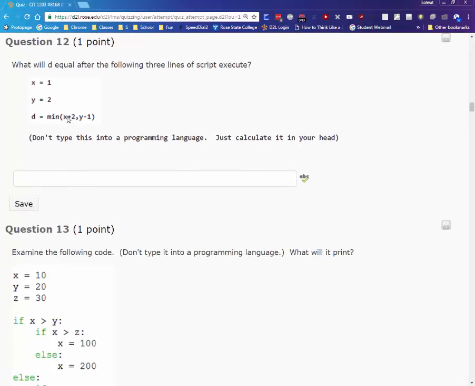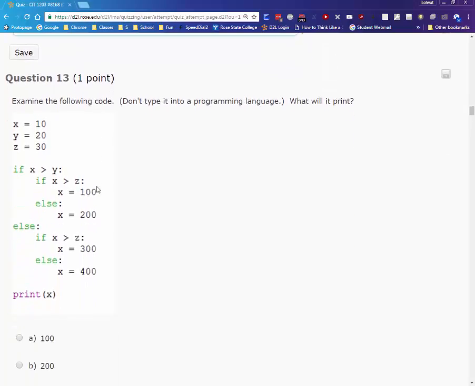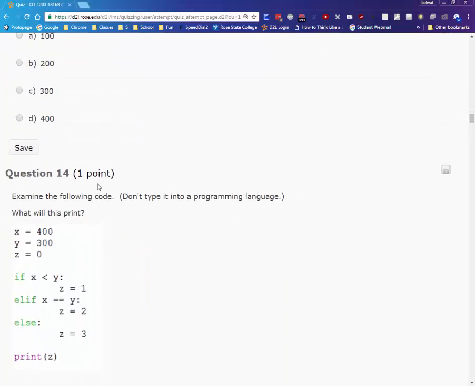So here the only reason we had the plus 2 and the y minus 1 was just to make it more of a thought problem. X plus 2, well, x is 1, so that's 3. Y minus 1, well, 2 minus 1 is 1. So what is the minimum of 3 or 1? The minimum of 3 or 1 is 1. I think I'll skip that one.